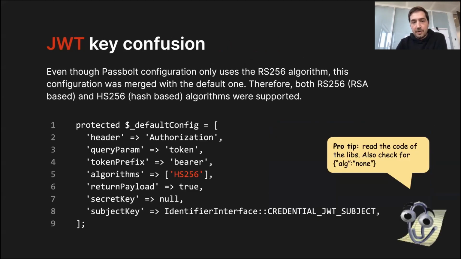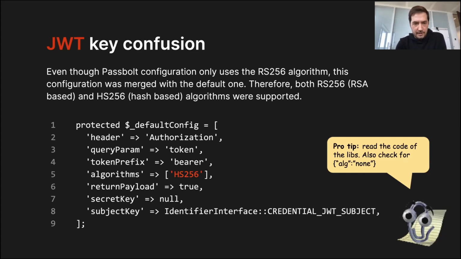So another problem we faced last year, a mistake we made, again, it came down to not reading the underlying code of the libraries or the manual, is we triggered an authentication bypass in Passbolt due to JWT key confusion. So to give you a little bit of context, JWT is a little token that you send to the server to authenticate, especially, for example, for us on mobile.